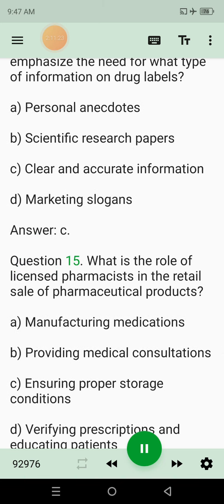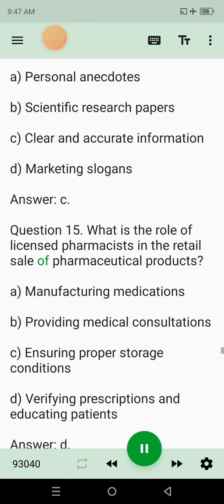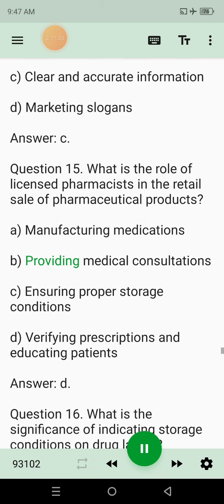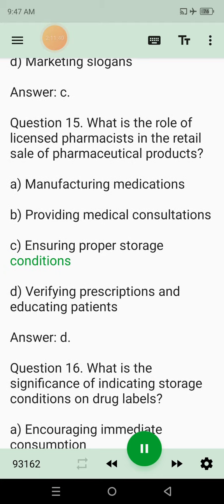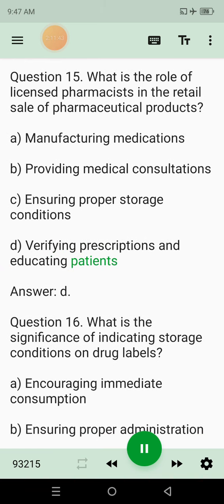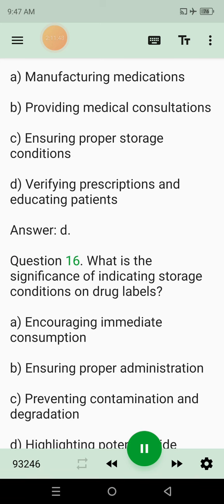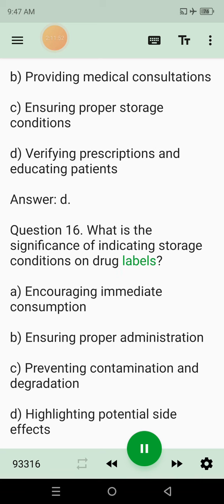Question 15. What is the role of licensed pharmacists in the retail sale of pharmaceutical products? A. Manufacturing medications. B. Providing medical consultations. C. Ensuring proper storage conditions. D. Verifying prescriptions and educating patients. Answer. D.